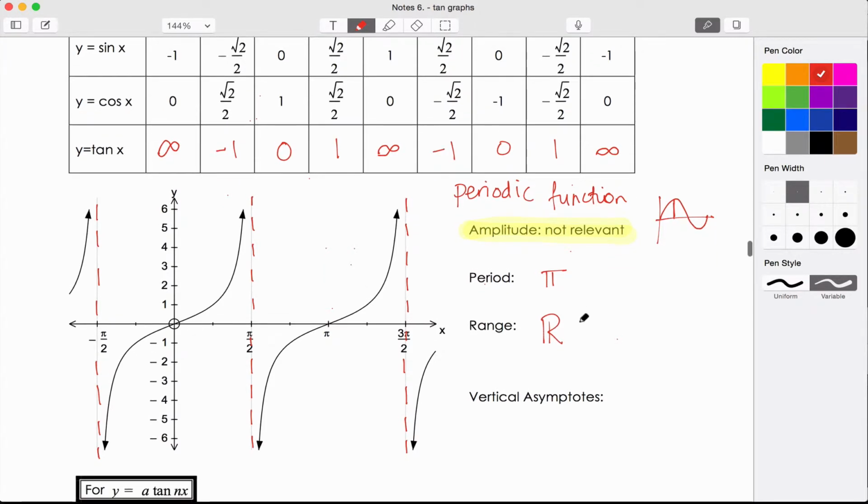The vertical asymptotes we have here are negative pi over 2, pi over 2, and 3 pi over 2.